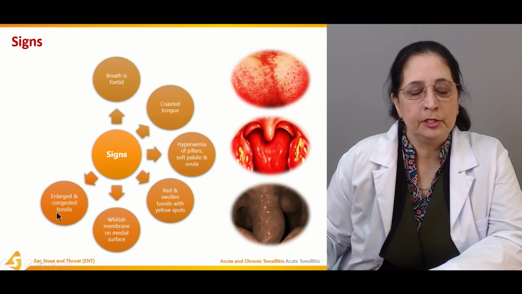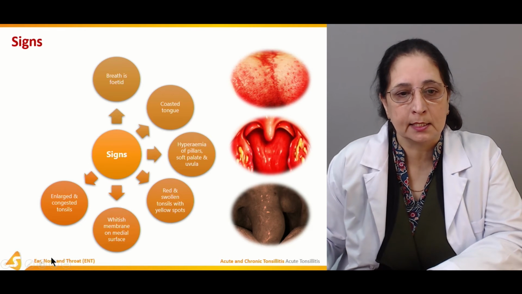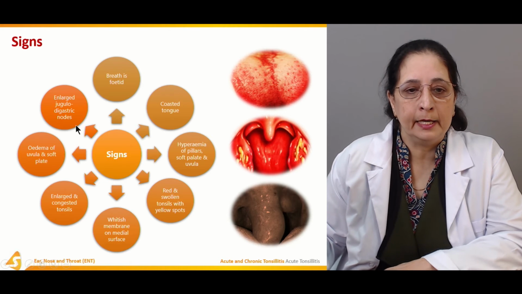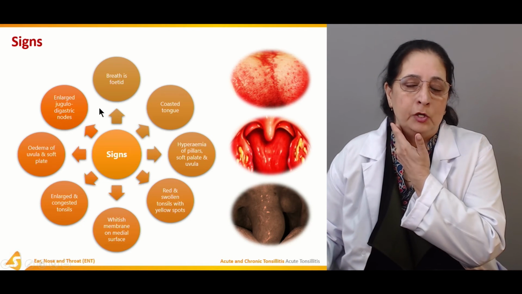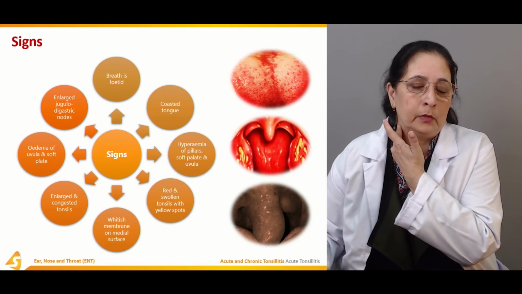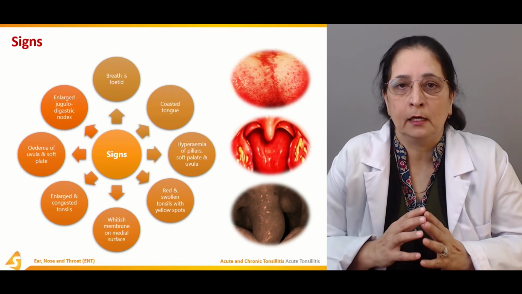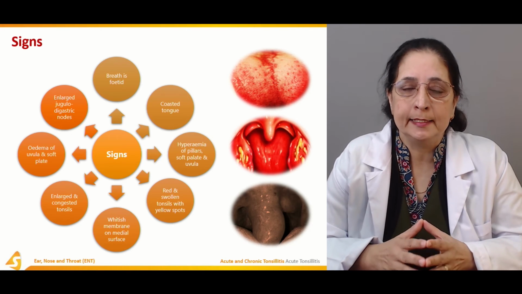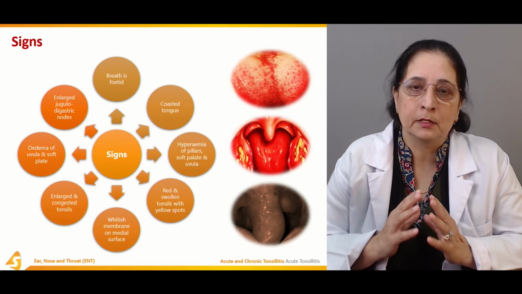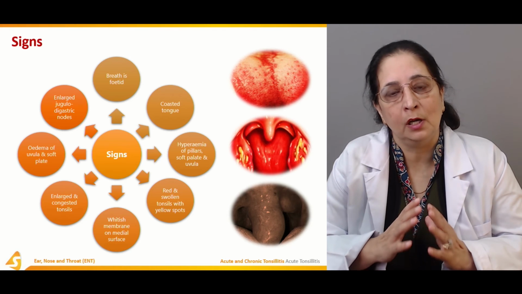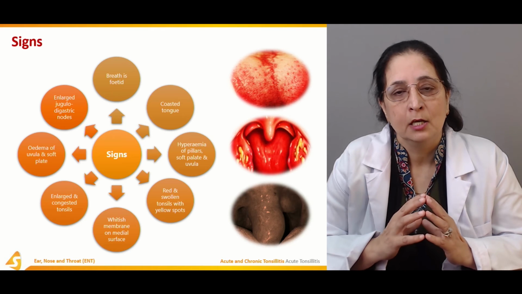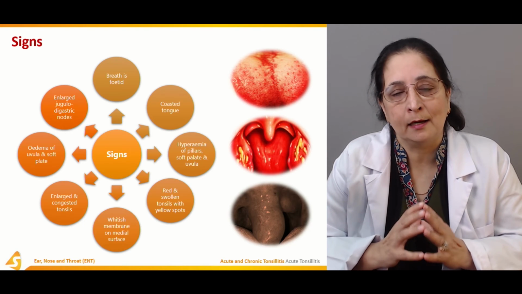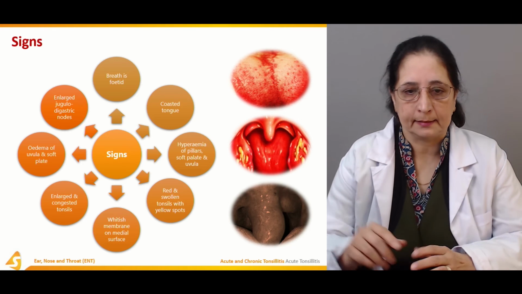Then there are enlarged and congested tonsils, edema of uvula and soft palate, and enlarged jugulo-digastric nodes. These nodes are also enlarged, and these are very, very common signs of patients with acute tonsillitis. All the areas, palate, tongue, uvula, tonsils, they are red, swollen, the tongue is furry, and enlarged tonsils and enlarged lymph nodes are present.